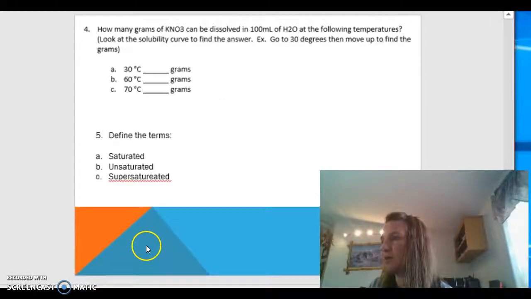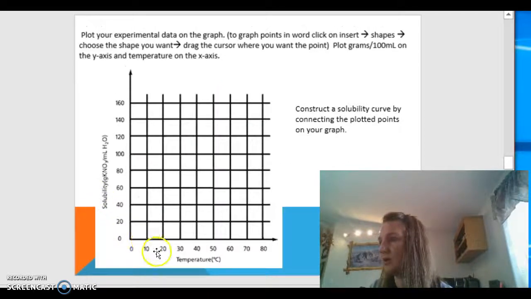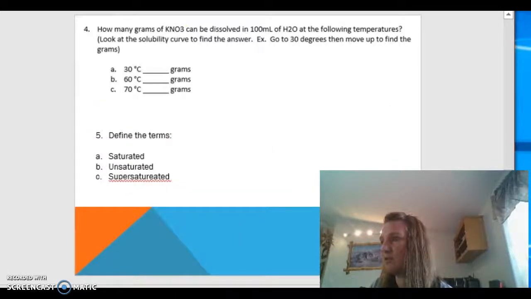Once you have your solubility curve, you need to answer these questions here. At 30 degrees, about how many grams of solute does it take for that solution to be in solution? You're going to come over here to 30 degrees and follow it up until you hit your curve, and that's how many grams of solute the solvent can hold at 30 degrees. You'll need to do that for 30, 60, and 70 degrees.